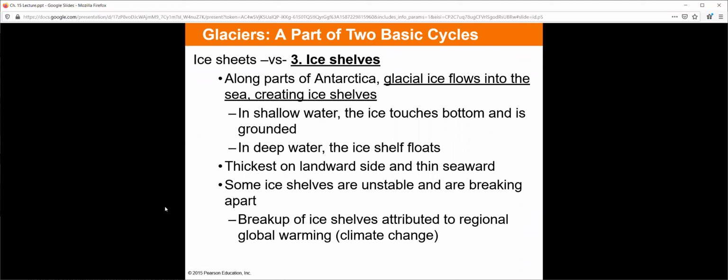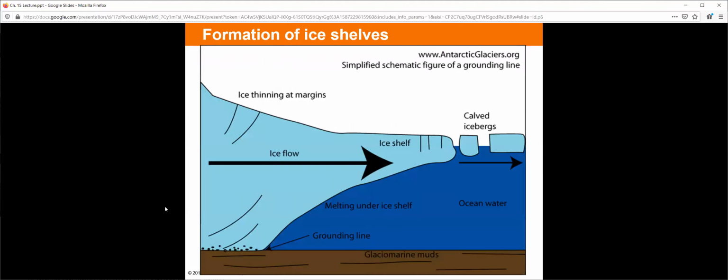So let's talk ice sheets versus ice shelves. Along the outer parts of Antarctica, glacial ice flows into the sea, creating ice shelves. In shallow water, the ice can touch the bottom and is grounded, but in deeper water, the ice shelf itself floats. It is thickest on the landward side and thinnest on the seaward side. Some ice shelves are unstable and can break apart. Naturally, this is, again, where icebergs come from. And the breakup of these ice shelves could be attributed to regional and global warming and climate change.